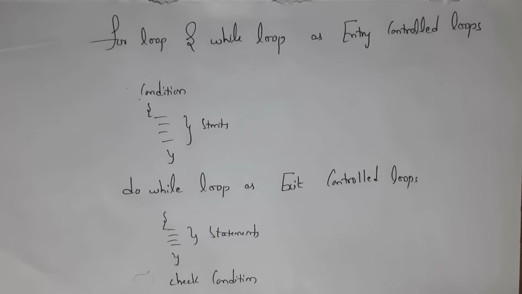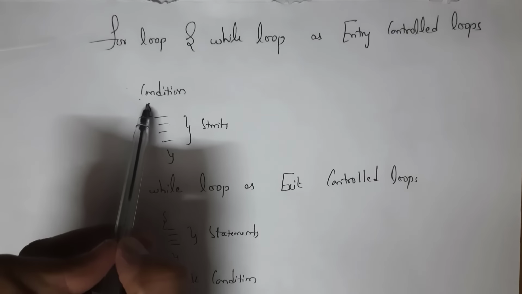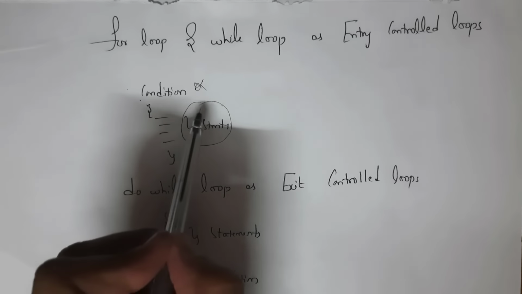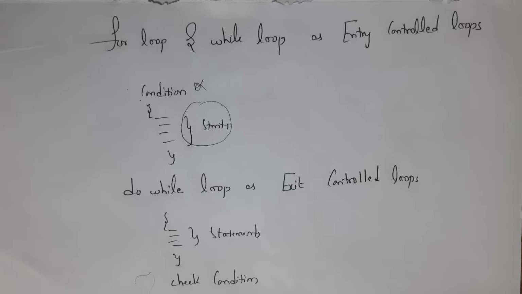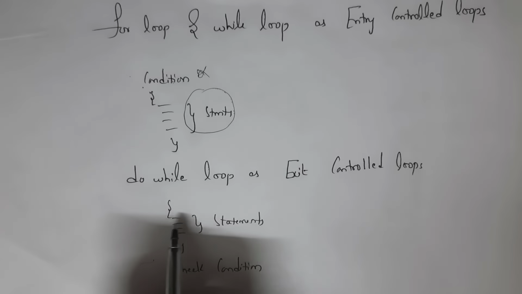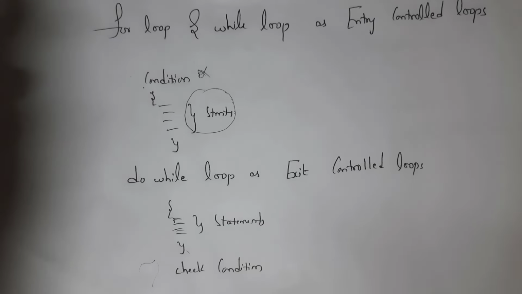We call this for loop and while loop entry controlled loops because at first it will check the condition. Only if this condition is true, then whatever statements are present inside this loop will be printed. If this condition is false, then whatever statements are present inside this loop will not be printed. So we call the for loop and while loop entry controlled loops, and we call the do while loop an exit controlled loop because at first it will print statements. After printing statements, it will check the condition. For entry controlled loops, at first it will check the condition.